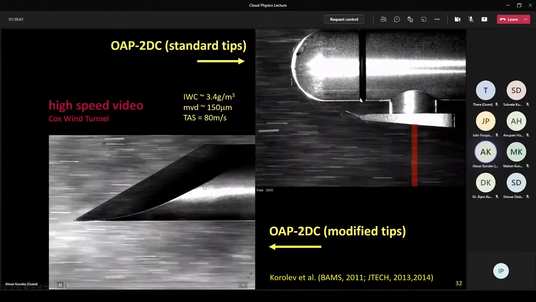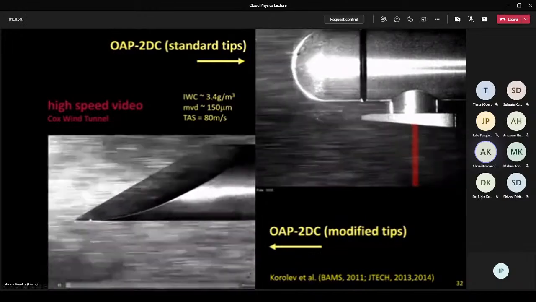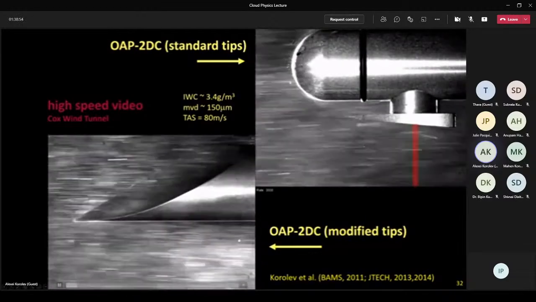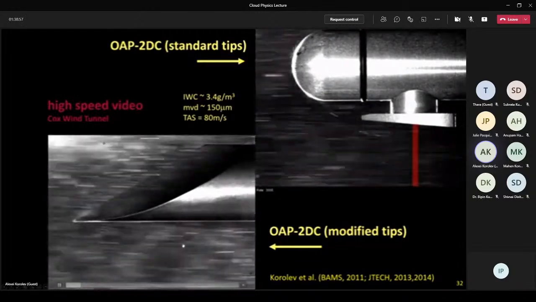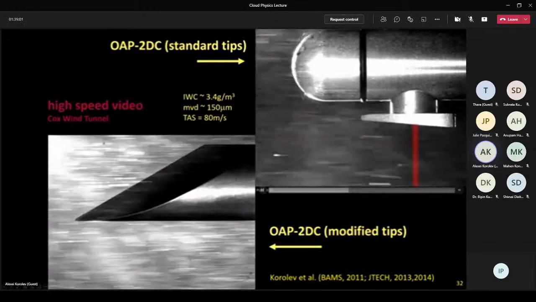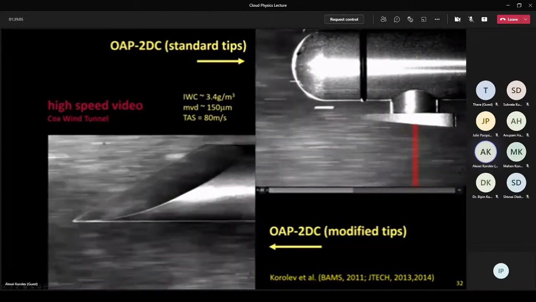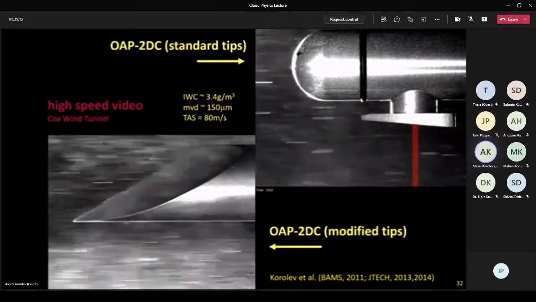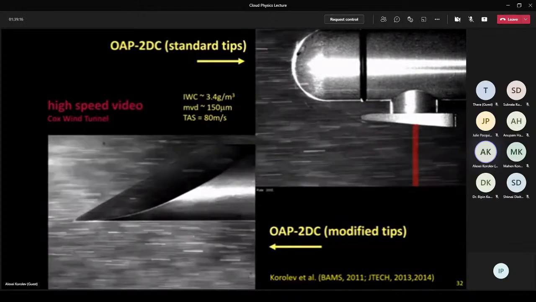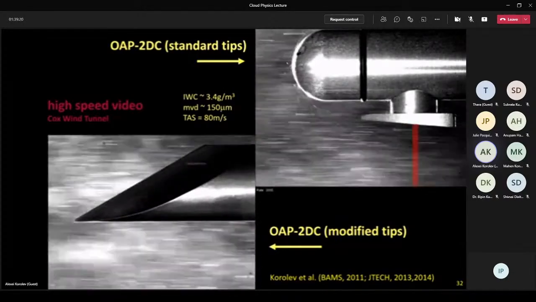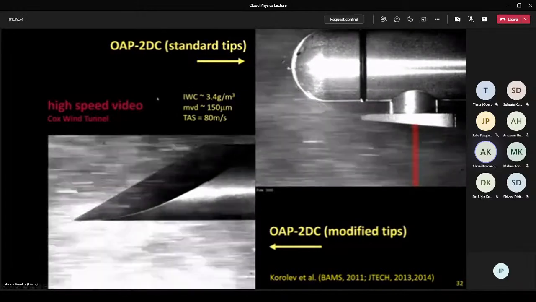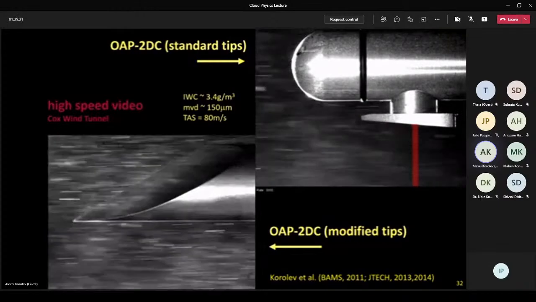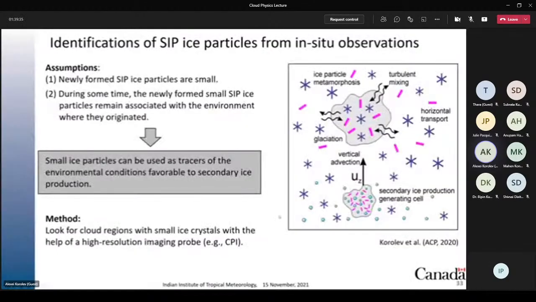And after introduction of anti-shattering tips, which is shown here, you see that there is almost no bouncing. Once in a while, you can see that some ice particle hits this tip, but compared to this one, we found that comparisons of measurements of instruments with this type of tips and that type of tips can reduce the number of small ice particles smaller than 200 micrometers 100 times. So it means that our past measurements overestimated the concentration of small ice particles up to 100 times. So that's a significant improvement of our measurements.